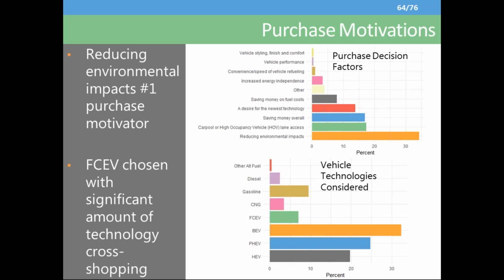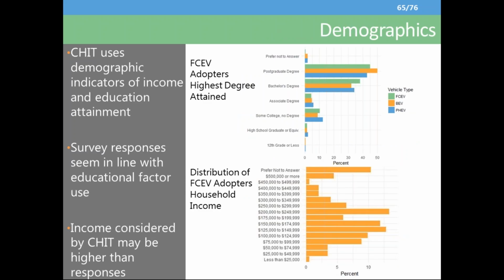And the fuel cell electric vehicle was chosen with significant amounts of technology cross-shopping. They did look at BEVs a lot. They looked at PHEVs and HEVs, hybrid electric vehicles and plug-in hybrid electric vehicles, a lot, but still chose the fuel cell electric vehicle as their preferred vehicle here. Next slide.